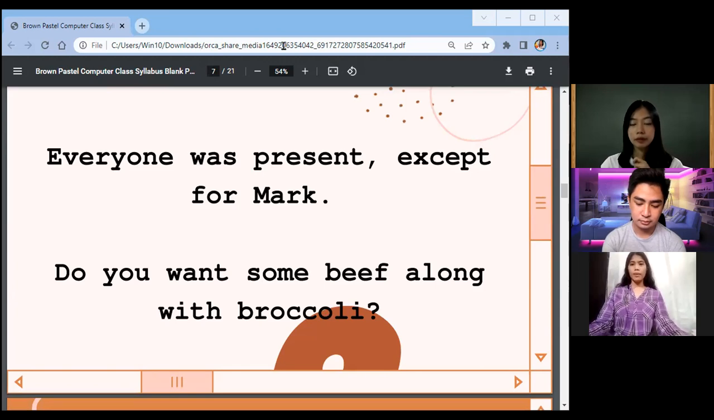Do you want some beef along with broccoli? Along with. Okay, very good. So as you can see, the prepositions here are except for and along with. Complex prepositions can also come in two, three, or more word groups, but always remember that it only acts as a one-group preposition. Let's have our next slide.